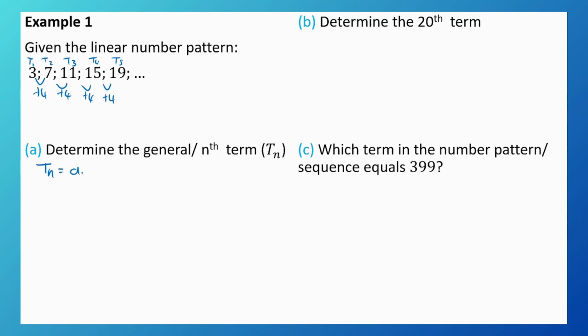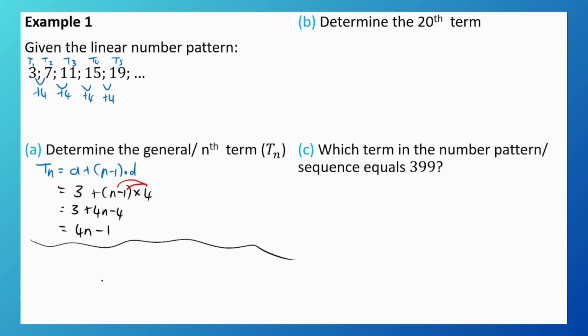Tn is a plus n minus 1 times d. So a is your first term, which here was 3, plus n minus 1 stays what it was, times your constant difference, which is 4. Then you multiply this 4 with each term inside the brackets. So you get 3 plus 4n minus 4. It's 4n, and you add your like terms, so it's minus 1. And then that is your formula: Tn is equal to 4n minus 1.